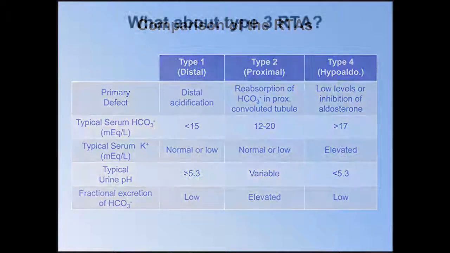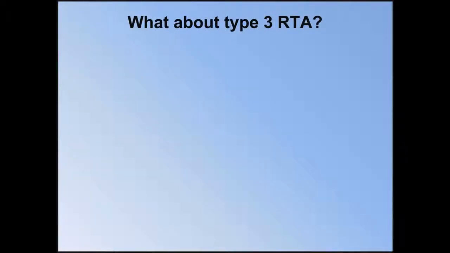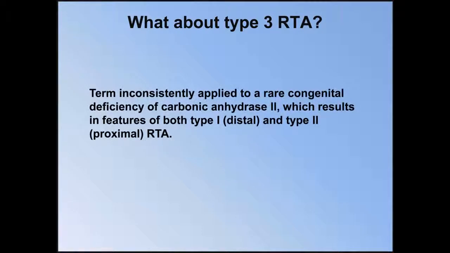I'm sure most of you have already wondered, what about type 3 RTA? I haven't actually mentioned that term yet. The term type 3 RTA is inconsistently applied to a rare congenital deficiency of carbonic anhydrase 2, which results in features of both type 1 and type 2 RTA. The vast majority of clinicians, and certainly no one outside of pediatrics and genetics, ever needs to worry about it.